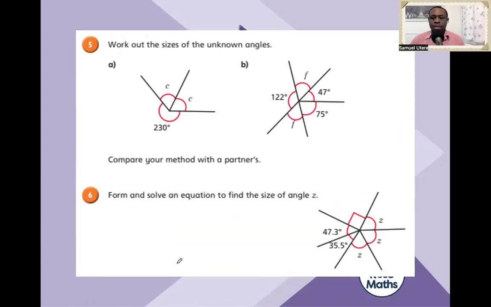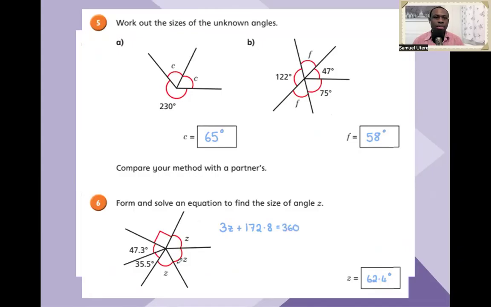Pause the video and answer questions 5 and 6 in 4 minutes. Assuming you've paused the video and you've answered questions 5 and 6, here are the answers. So here you were asked to work out the sizes of the unknown angles. Well, to work out the sizes of the unknown angles, you can see that there are 2 equal angles C. So whatever we have left, we have to split it by 2 because we have equal angles C.